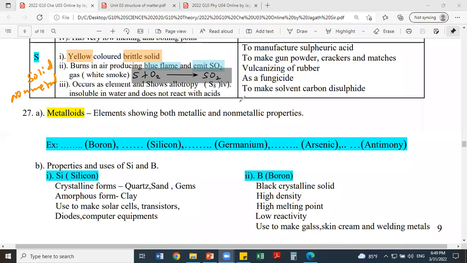Uses of sulfur. Highlight the word sulfuric acid, and write battery acid. In front of sulfuric acid, write the chemical formula H2SO4. H2SO4 is also called battery acid.